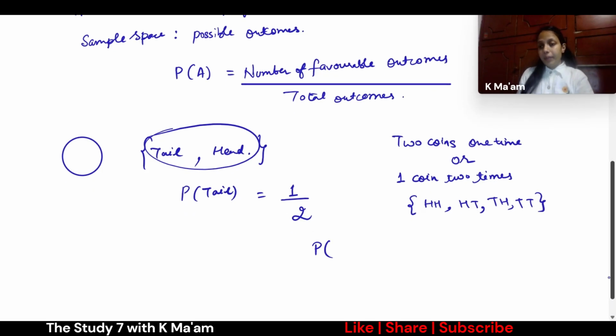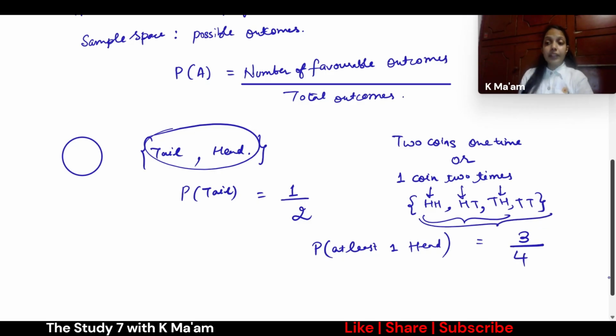Let's find the probability of at least one head. At least means you have to count the number of heads, either 1 or more than 1. This has one head and one head, so total 3 terms are there. So 3 are favorable and the total is 4. So the probability is 3 by 4.